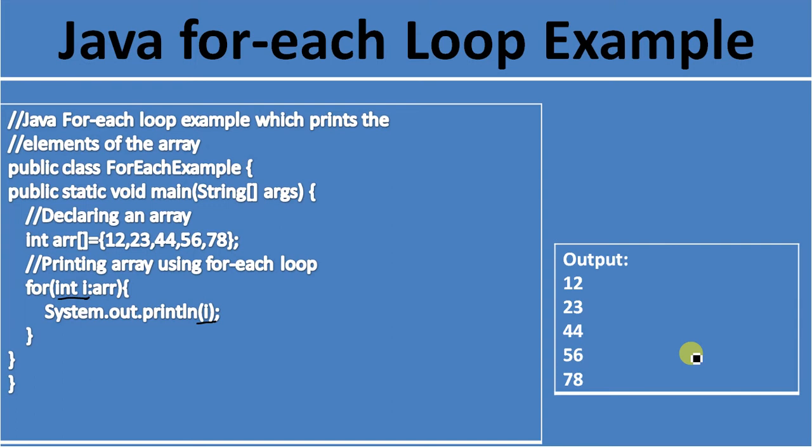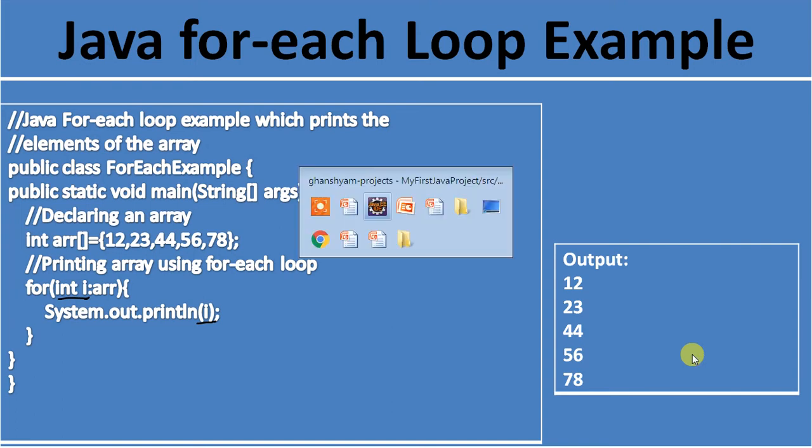So this is a for each loop to iterate an array, and the for each loop is also used to iterate collections. When we learn collections, I will teach you how to iterate a collection using the for each loop. This example we are going to do in Eclipse IDE, so let's go to Eclipse IDE.